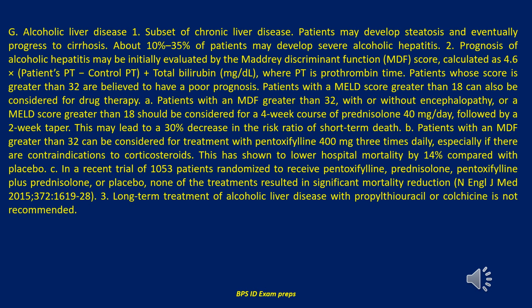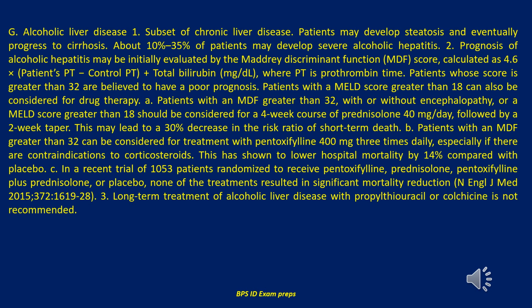B. Patients with an MDF greater than 32 can be considered for treatment with pentoxifylline 400 mg 3 times daily, especially if there are contraindications to corticosteroids. This has been shown to lower hospital mortality by 14% compared with placebo.